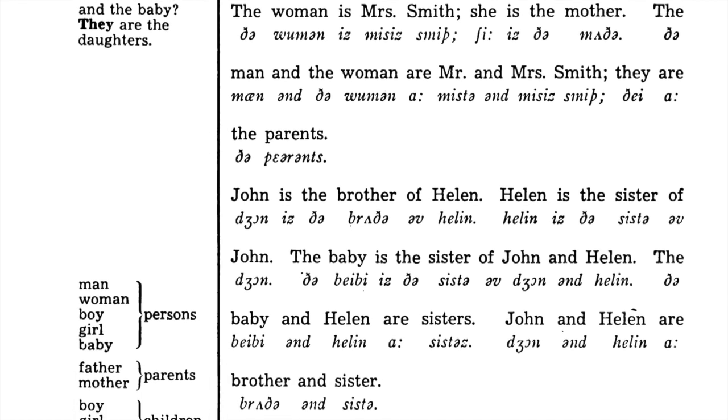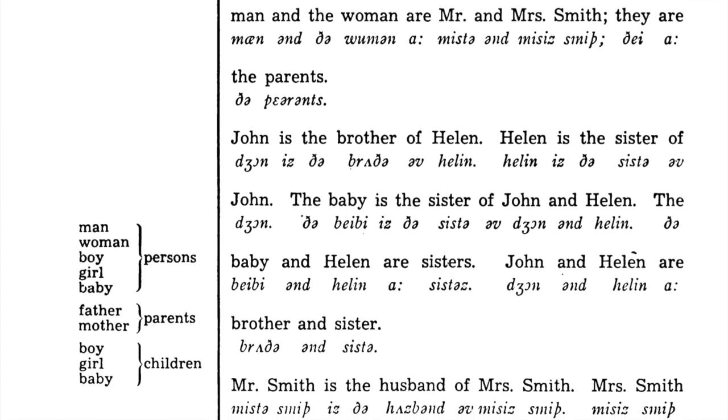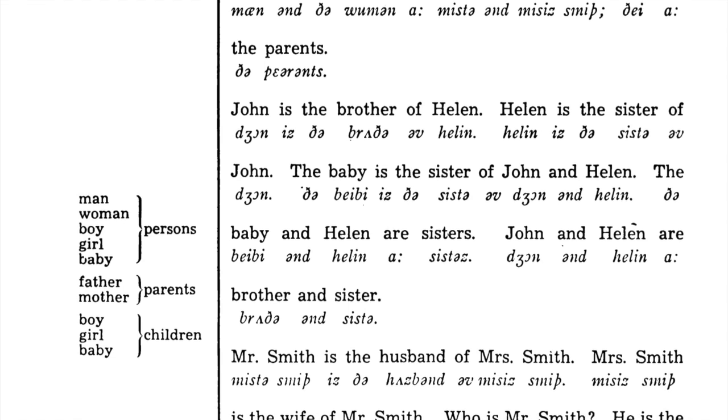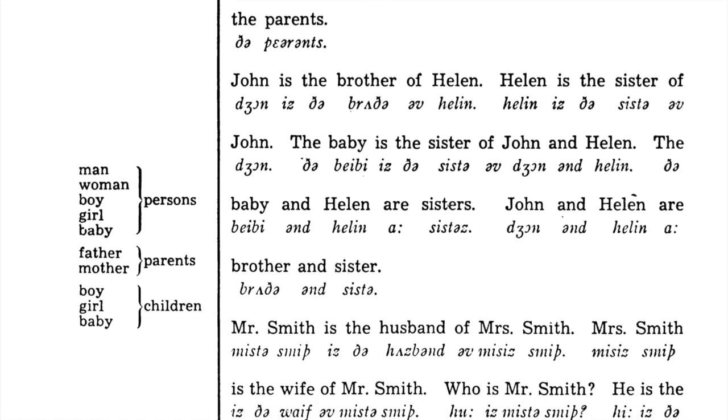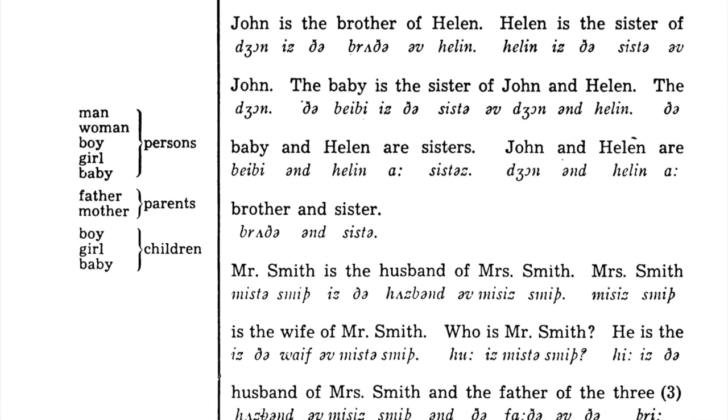John is the brother of Helen. Helen is the sister of John. The baby is the sister of John and Helen. The baby and Helen are sisters. John and Helen are brother and sister.